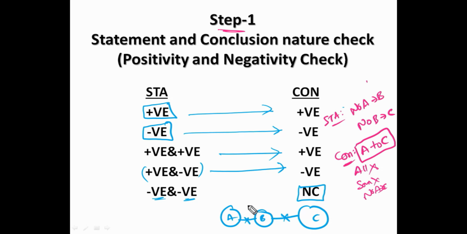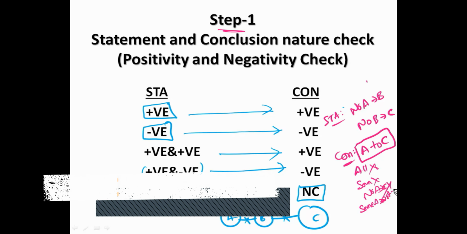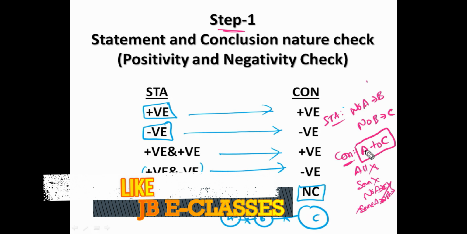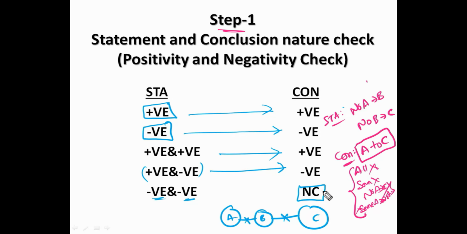because in some possibilities some A's can be C. Some A's are not C's will also fail because all A's can be C. Means between A and C, any type of possibility will not exist. That's why there will be no conclusion between A and C.